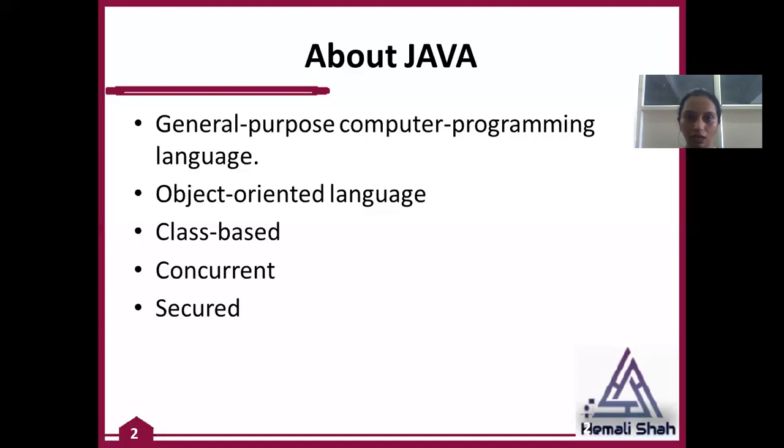So this is all about the Java language. It is object oriented, it is a class based language, it is a concurrent programming language. That means you can create multi-threading using Java, and you can create secure programs in Java, right?